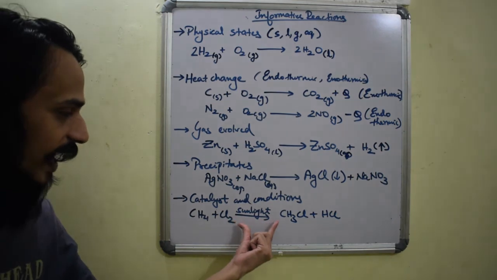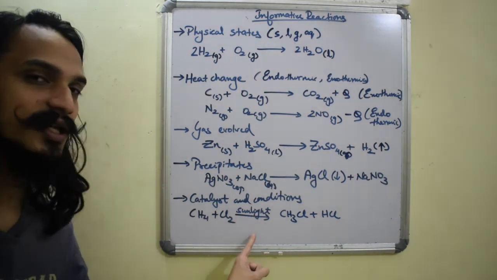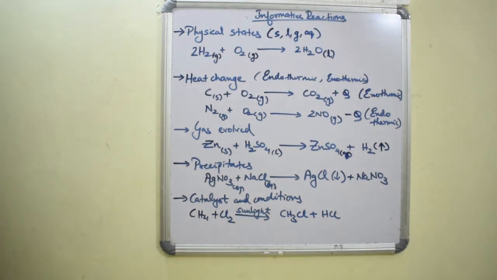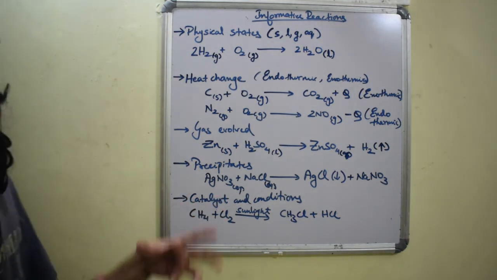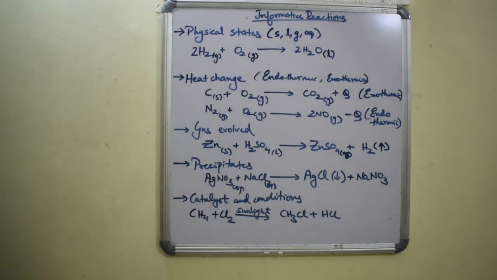So on the arrow, when I write something, it means that is a catalyst. It is going to speed up that reaction. That is what a catalyst will do. It will make a reaction happen faster. That is a catalyst.